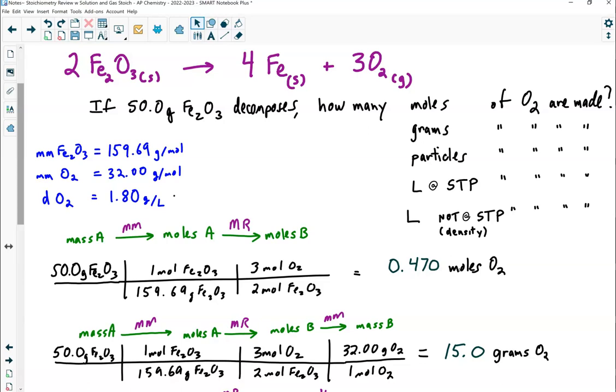Looking at the example below that, I asked for grams of oxygen. Well, it's a very similar setup. It starts the same way. You would find moles of A, use the mole ratio to get to moles of oxygen, but we didn't want moles of oxygen. We wanted grams of oxygen, so we would multiply by the molar mass of oxygen, and the answer there is 15 grams.